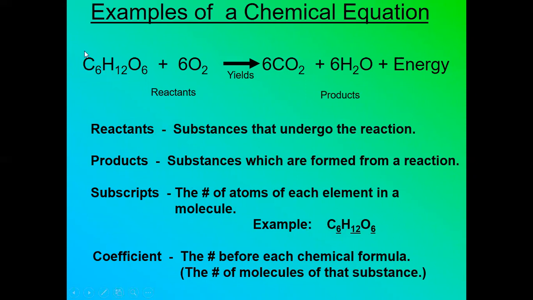So you can see that there's no number here. So there's always a number 1. We just don't write it. So it means we have 1 sugar compound, but we have 6 oxygen molecules. We also have 6 carbon dioxide molecules, 6 water molecules that lead us to some amount of energy.